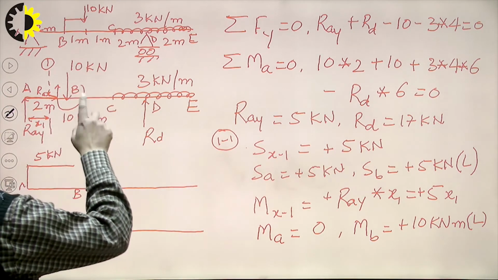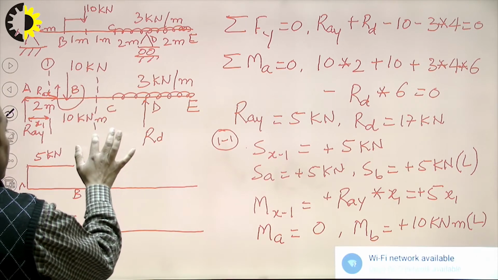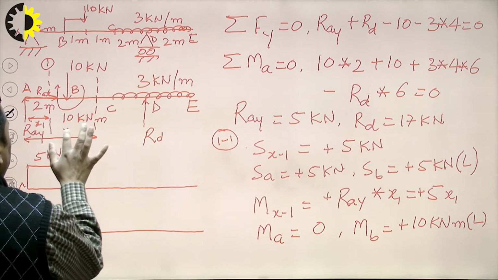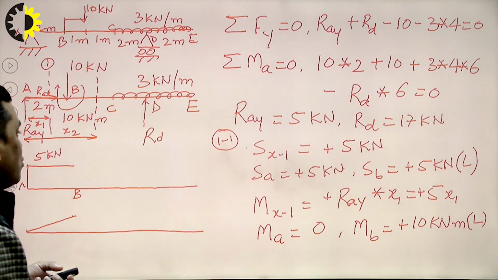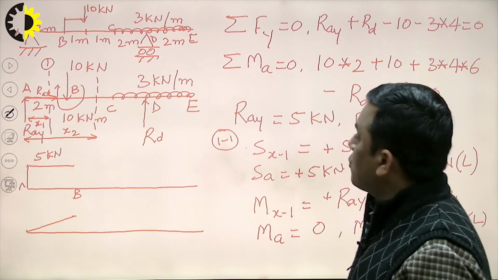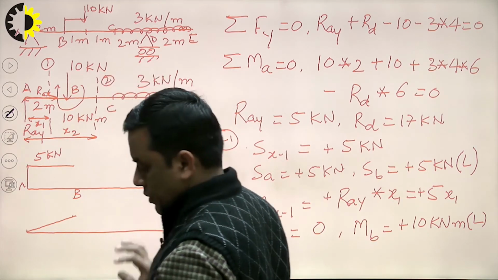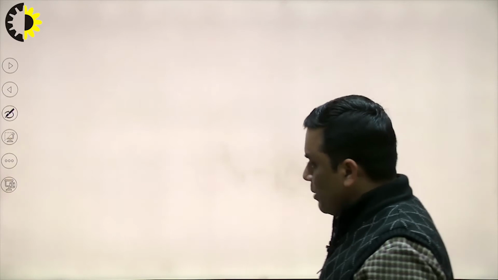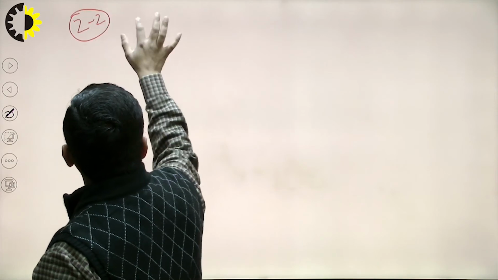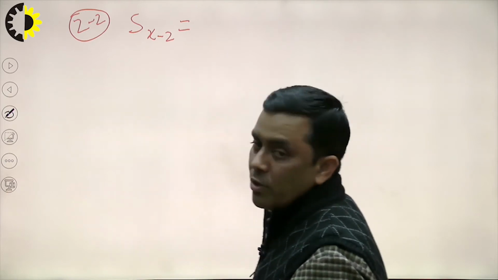Now, take another section between B and C. Here I am taking another section between B and C, and the arbitrary distance which I am taking here is x2. Now, we will try to write the equation for shear force and bending moment for section 2. Again I am saying, these x1, x2 I am only taking for the purpose of differentiation.